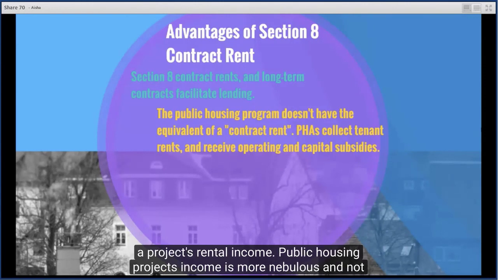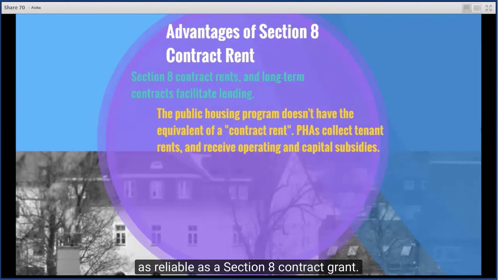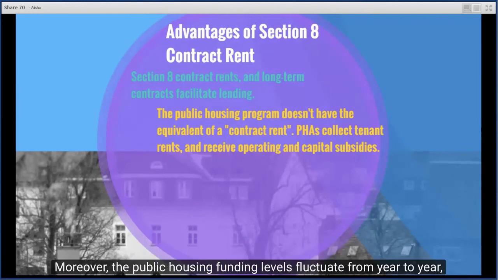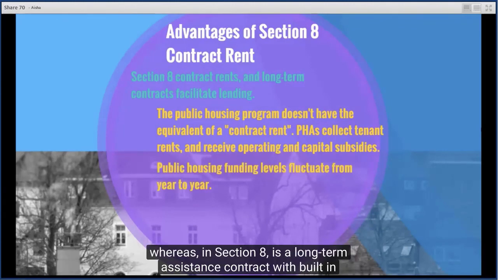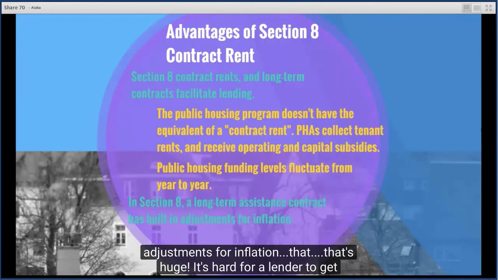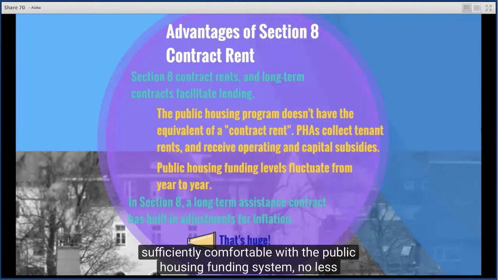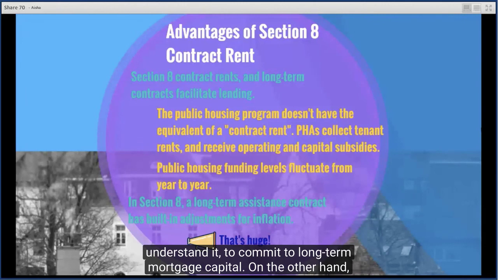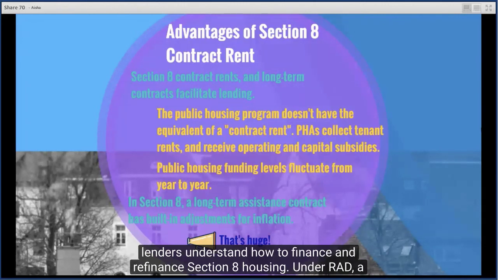Public housing project's income is more nebulous and not as reliable as the Section 8 contract rent. Moreover, the public housing funding levels fluctuate from year to year, whereas in Section 8, there's a long-term assistance contract with built-in adjustments for inflation. That's huge. It's hard for a lender to get sufficiently comfortable with the public housing funding system, no less understand it, to commit to long-term mortgage capital. On the other hand, lenders understand how to finance and refinance Section 8 housing.